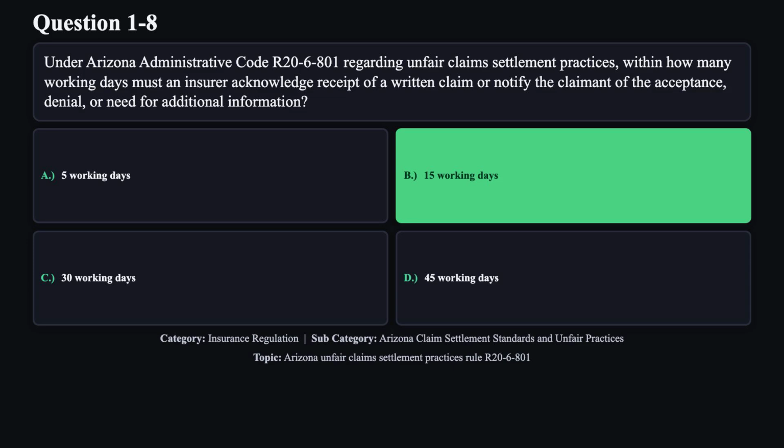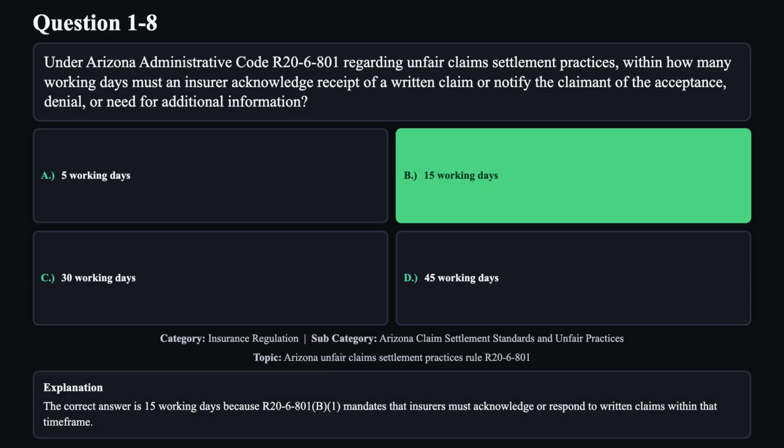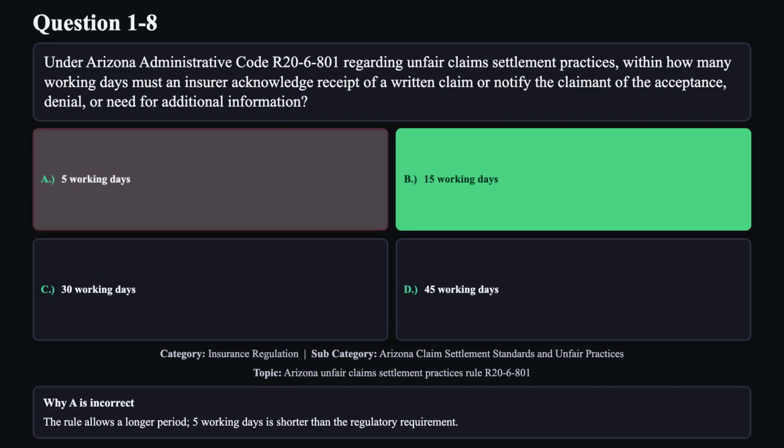The correct answer is B. The correct answer is 15 working days because R20-6-801(B)(1) mandates that insurers must acknowledge or respond to written claims within that time frame. Reason A is not correct. The rule allows a longer period. 5 working days is shorter than the regulatory requirement.